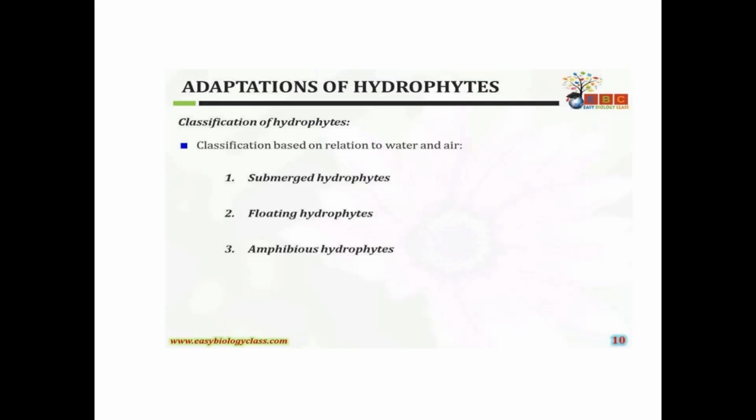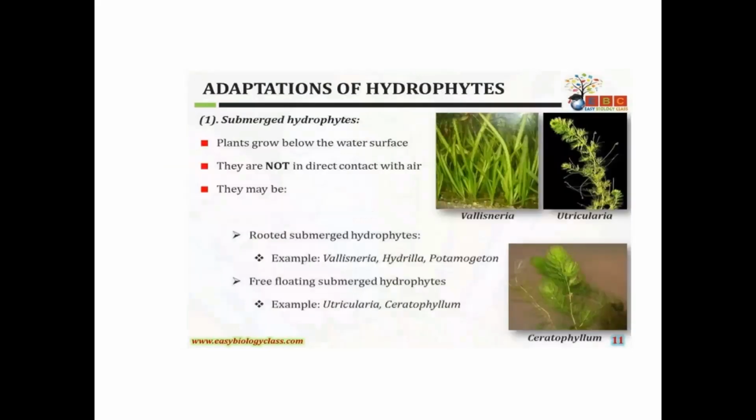So the hydrophytes are classified into three types: first, submerged hydrophytes; second, floating hydrophytes; and third, amphibious hydrophytes. The first one, submerged hydrophytes, are plants that grow below the water surface.